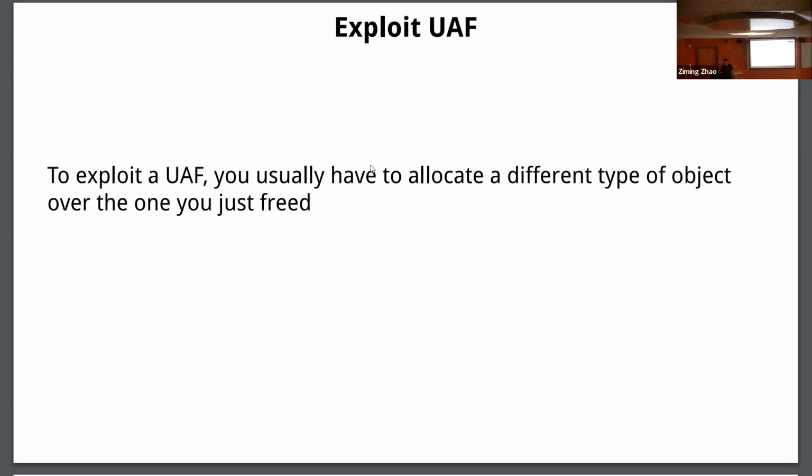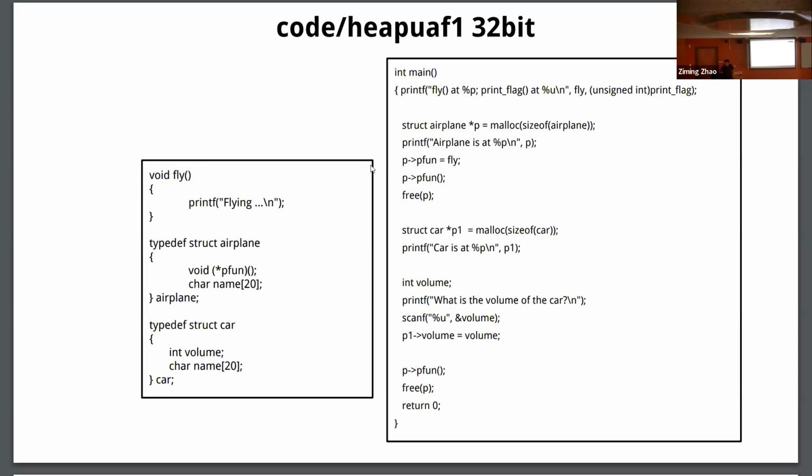Usually, we allocate a different type of object, and we can exploit this. So we change the previous example a little bit. This is heap UAF1. Let's do 32-bit for this one, though it also works for 64-bit. We have two structures here. The first one is an airplane. The second one is a car. They have the same size.